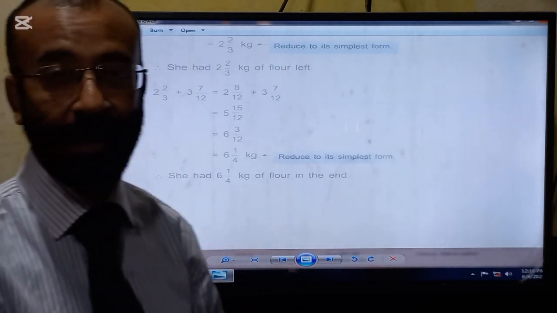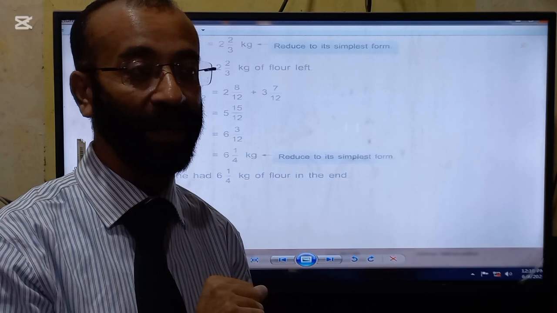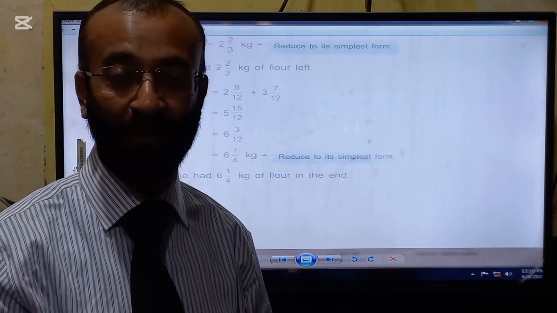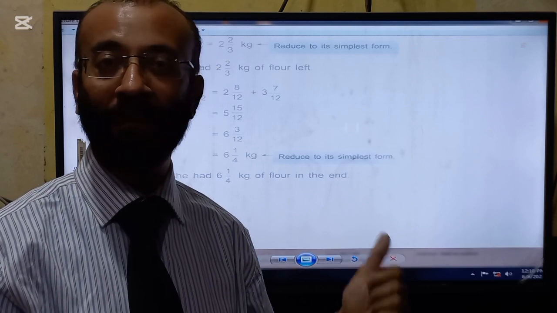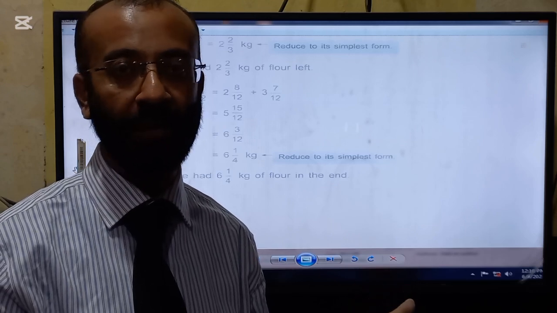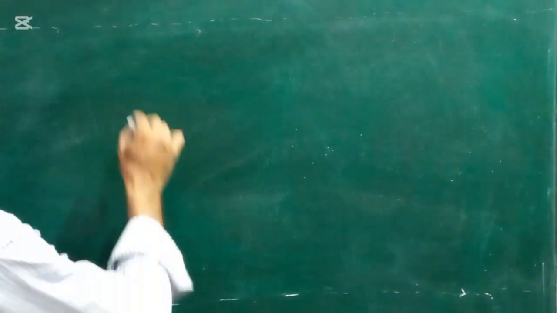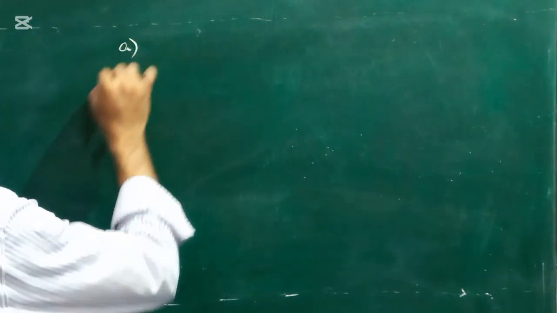That is the method that is actually called converting unlike fractions into like fractions. This is a tough method to some extent. We are going to solve the same question through the direct method now. Now the same question is going to be solved with the second method, that is called the direct method.